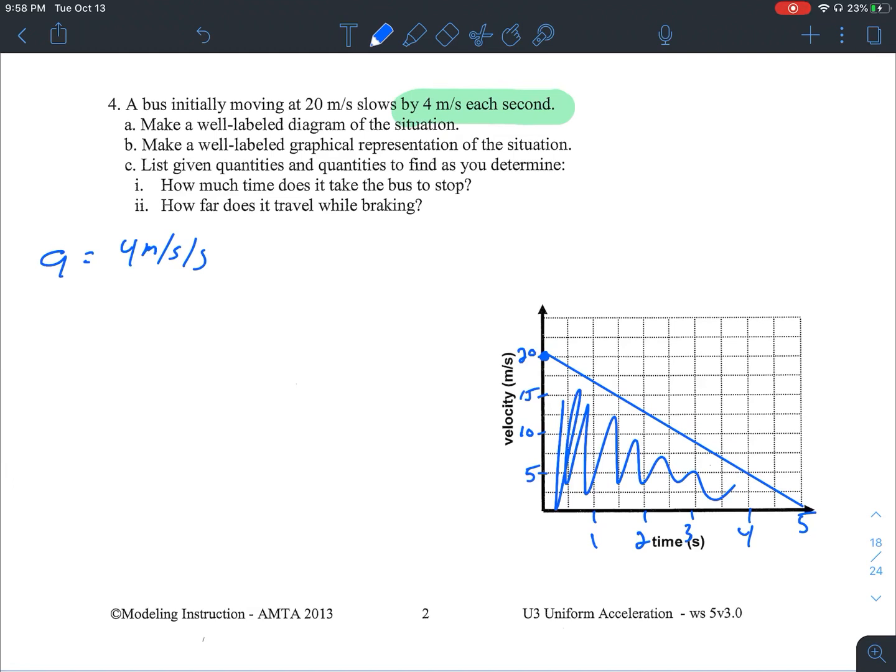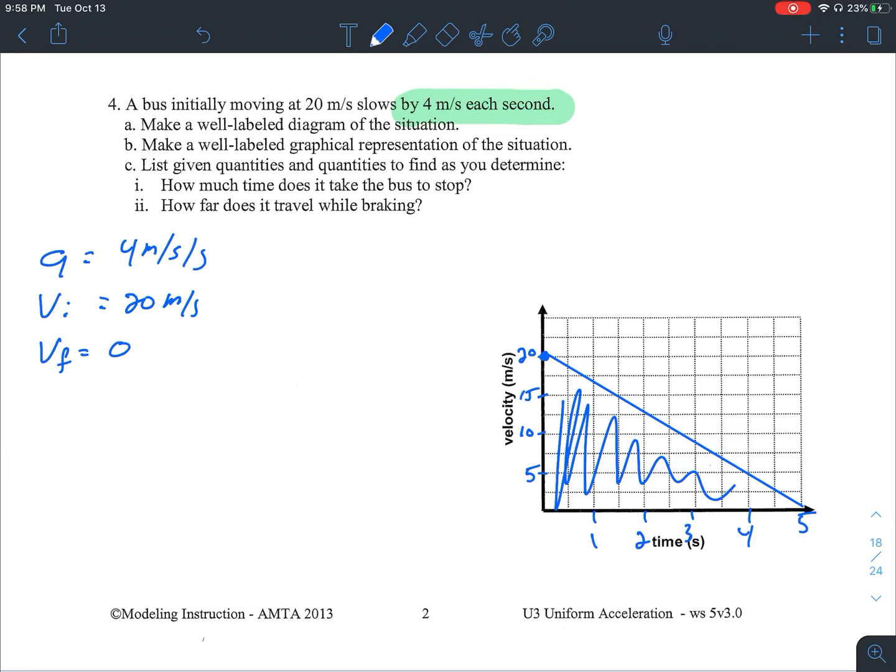So for every 1 second that goes by, we change our velocity by 4 meters per second. Our initial was 20, and that's about all that we know. Oh, our VF is going to be 0 because we're coming to a stop.